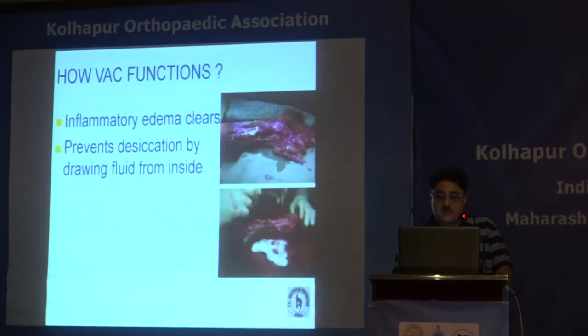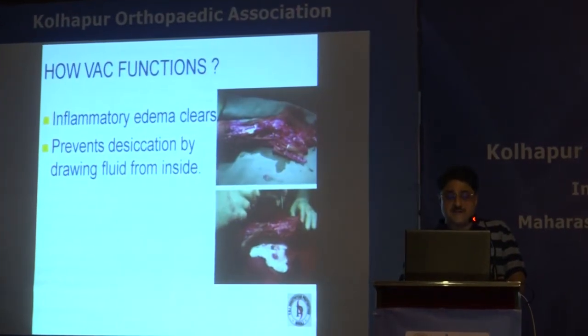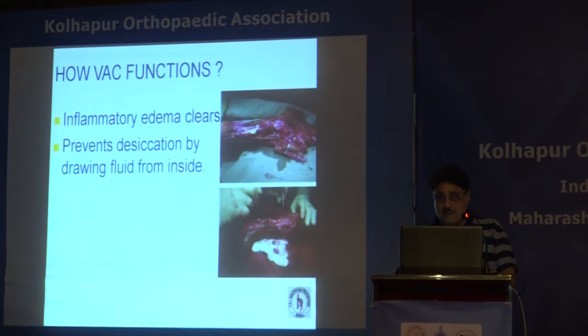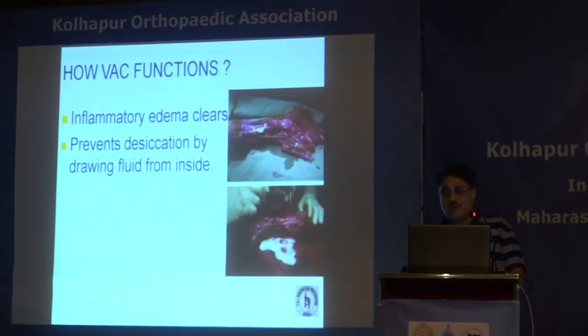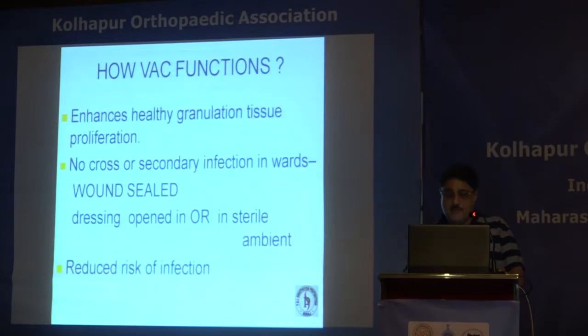So these are the things which we need to do. How does the VAC function? The first is that inflammatory edema is cleared, which is very important. Rounds of debridement are otherwise required to remove this. The VAC also prevents desiccation by drawing the fluid from inside. That's very important. Then it enhances healthy granulation tissue and proliferation.